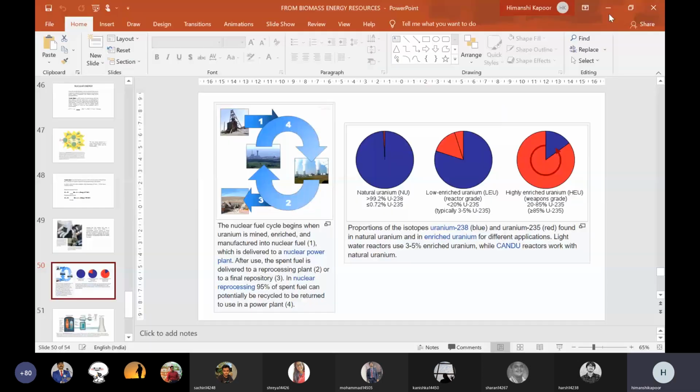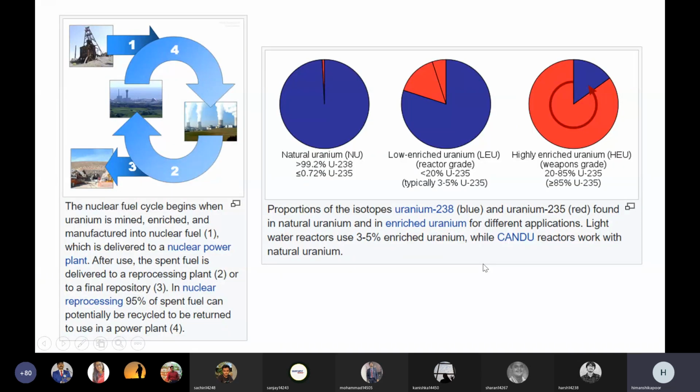Any doubt? Ma'am, what is CANDU? Do CANDU reactors work with natural uranium? What does that mean? This is about the breeder reactor. So we will come to it in the subsequent slides. I will talk about the breeder reactors in a few moments. Okay.